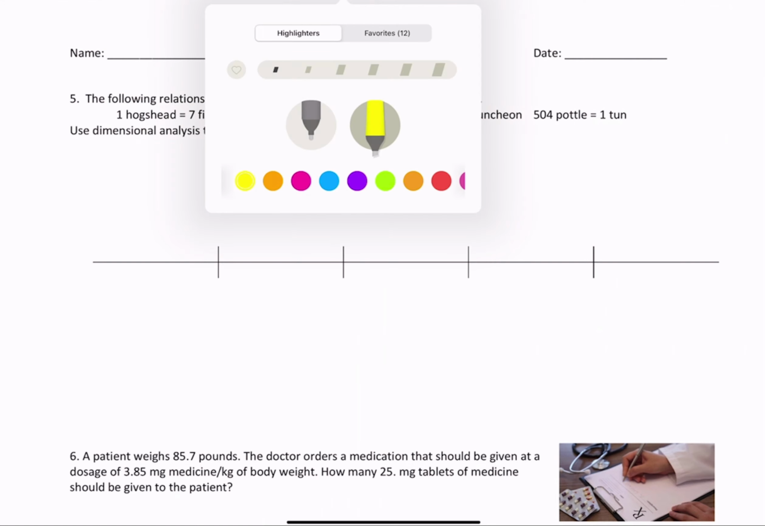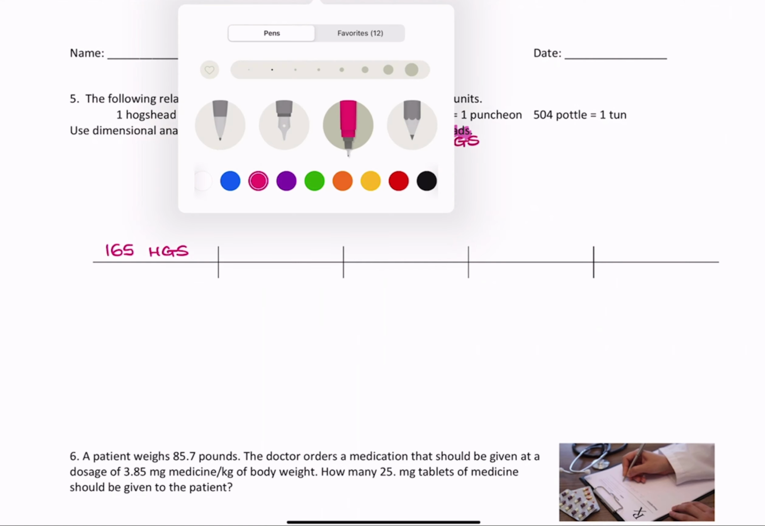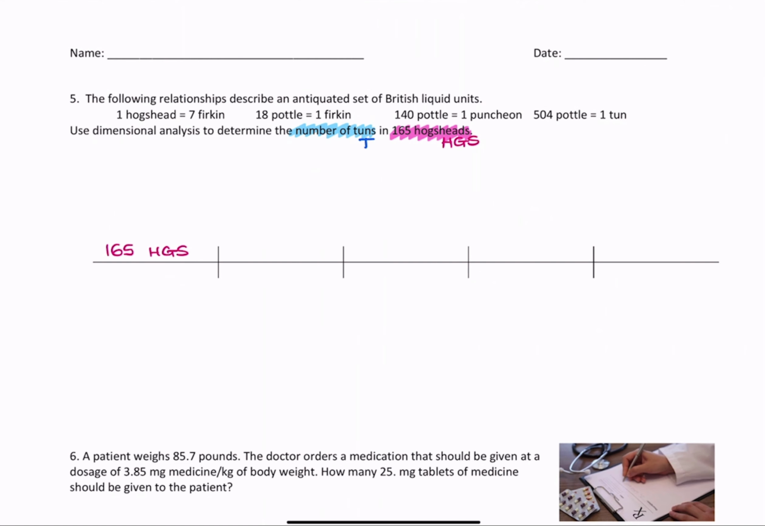So we want to know how many tons. Therefore, this will be our desired unit, with the given unit being the hogshead. So what we'll do is start with, and I'm going to use symbols for that, I'm going to call HGS hogshead. So we have 165 hogshead, and what we want is tons. And I'm going to use T for that one. So at the end, I want tons.